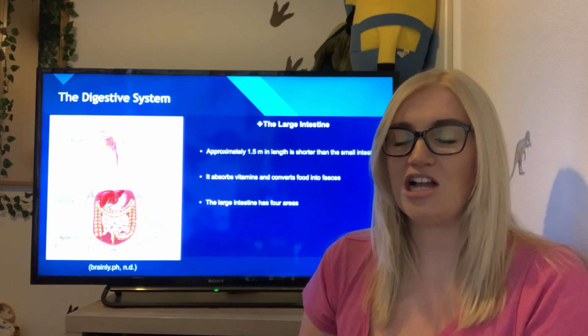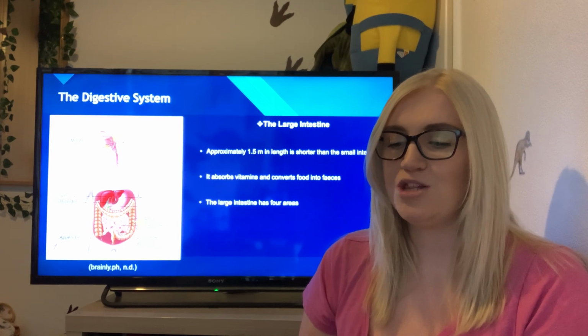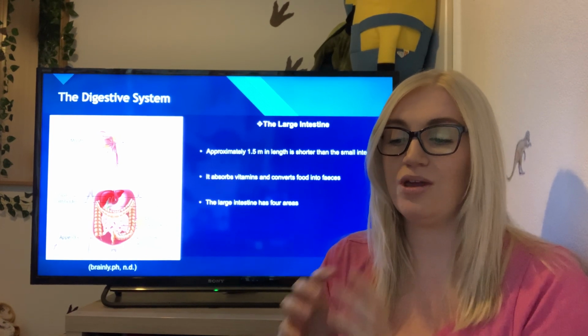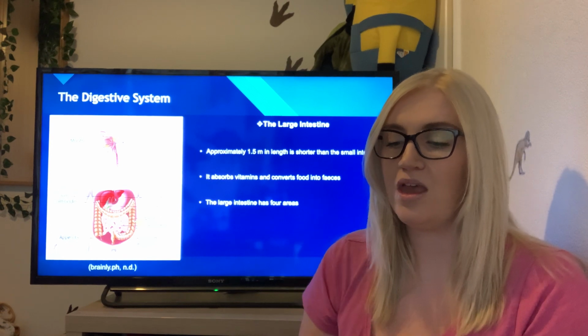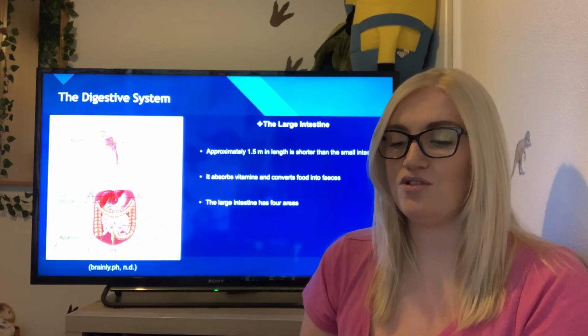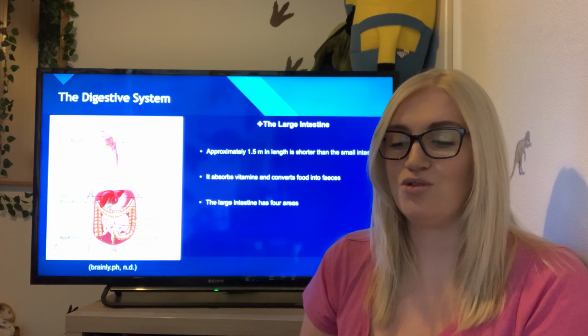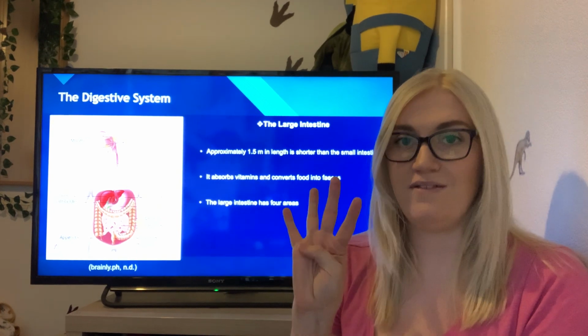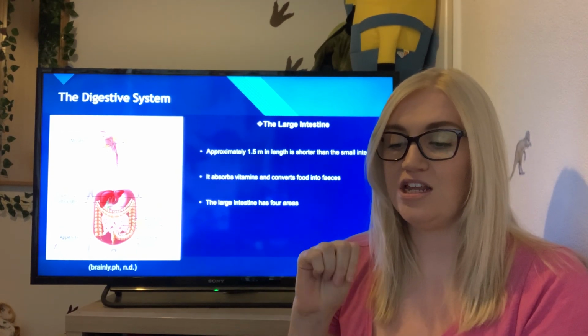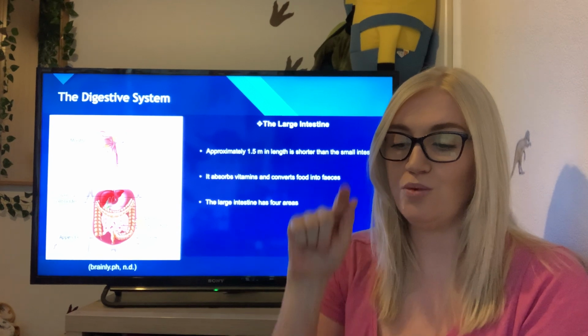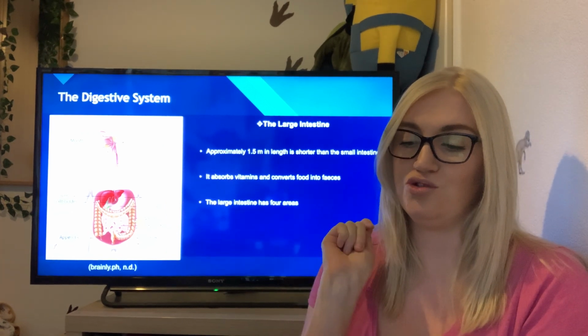The large intestine is actually shorter than the small intestine. It's approximately 1.5 metres in length, but in comparison is much thicker. The large intestine absorbs vitamins and transforms food into faeces and withdraws the water from it. There are 4 areas of the large intestine. The ascending colon is the first section, which runs upwards through the abdominal cavity and removes the nutrients and water.